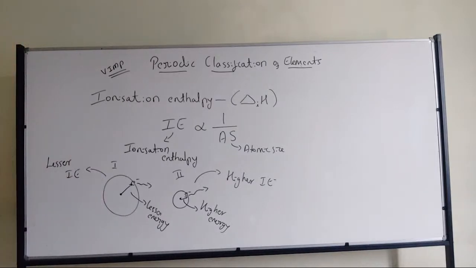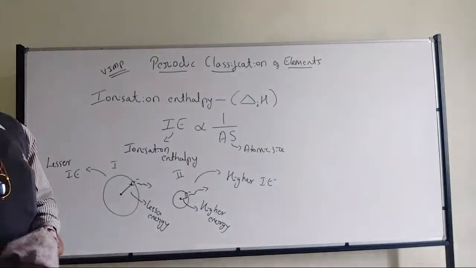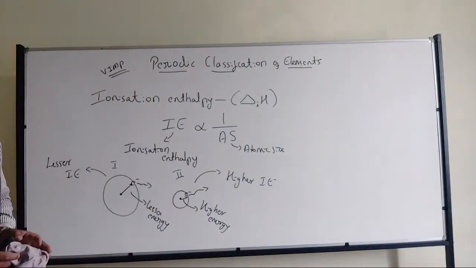All of you have understood? Any doubts? In the second case, since they demand higher energy to remove the electron, they have higher ionization enthalpy. And in the first case, it demands less energy to remove the electron, therefore they have lesser ionization enthalpy. Whether I am clear? Any doubt in this? Okay.